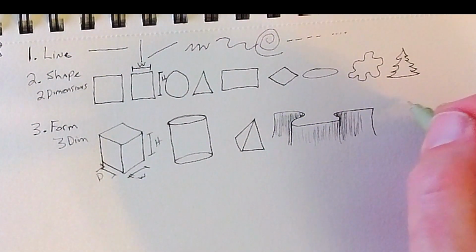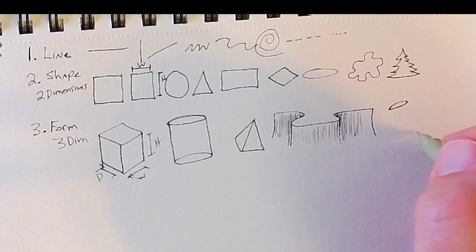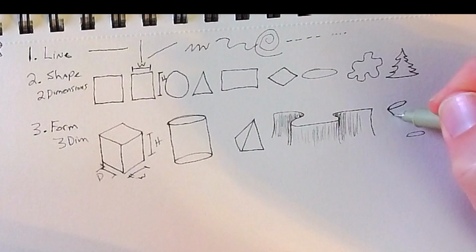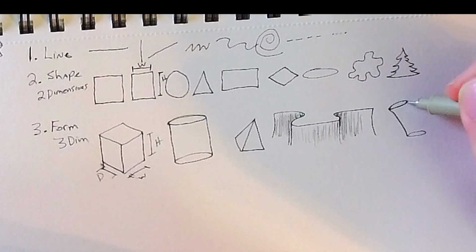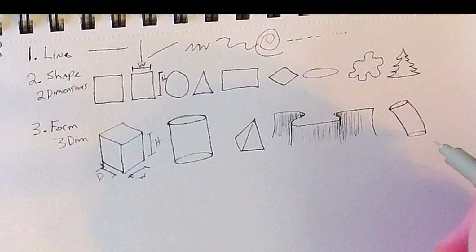You could also do something like, let's take an ellipse, and let's take another ellipse. Let's put it down here. But they're not quite together, so we'd have to use a curved line to make another three-dimensional object.